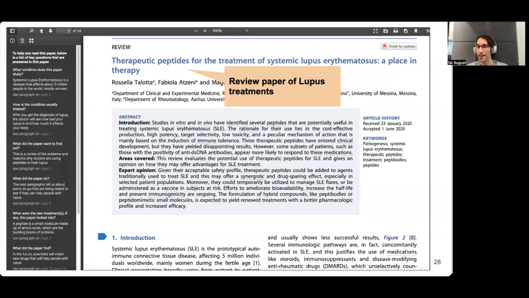So imagine that you're diagnosed with systemic lupus erythematosus, which affects your immune system. You start by reading patient pamphlets, and while helpful, they only include general information about care options, and you're interested in finding possible new treatments to talk to your doctor about. So you find this paper that looks promising since it's a review of possible new treatments called therapeutic peptides, and the title is Therapeutic Peptides for the Treatment of Systemic Lupus Erythematosus, A Place in Therapy.